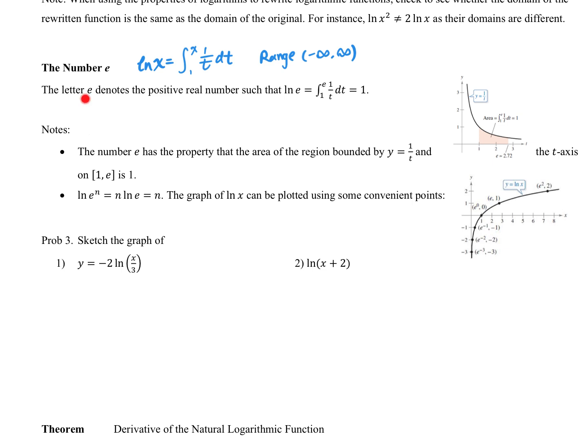Now that special number, we're going to use the letter e to represent. It is a positive real number so that ln of this number is equal to 1. Geometrically speaking, this number e is a number so that the area of the region bounded by the function 1 over t, on this region from 1 to e, is 1. So e is the number so that this area is equal to 1.